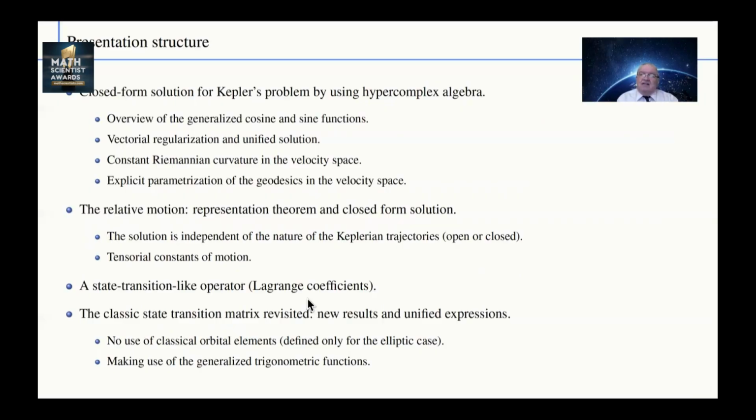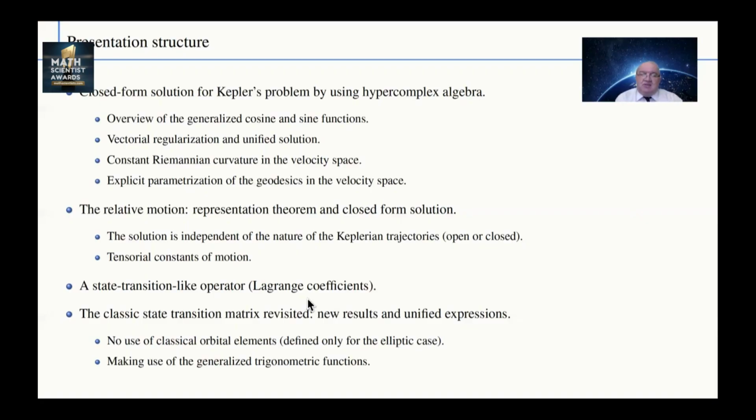overview and the general Z cosine and sine function in space of constant curvature, vectorial regularization and infinite solution of Kepler problem, constant Riemannian curvature in the velocity space, and explicit parametrization of geodesic in velocity space. 2. The relative motion, representation theorem and closed form solution.